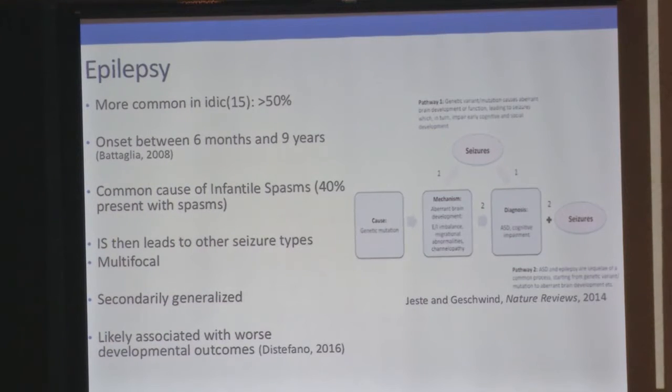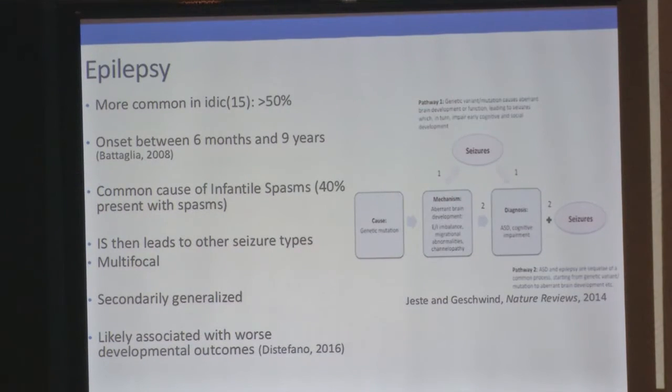So what about epilepsy? Well, epilepsy is also quite prevalent, more than 50%. It's definitely more common in children with isodicentric duplications. In fact, in most of our cohorts, the majority of children with epilepsy have isodicentric duplications. The average age of onset is from 6 months up to 9 years of age. It's a very common cause of infantile spasms, which is a very severe form of epilepsy that's, again, seen in early childhood and is associated with a very typical kind of EEG pattern, which we won't get into.